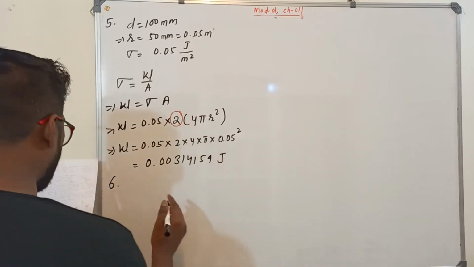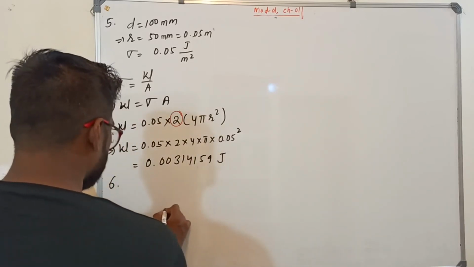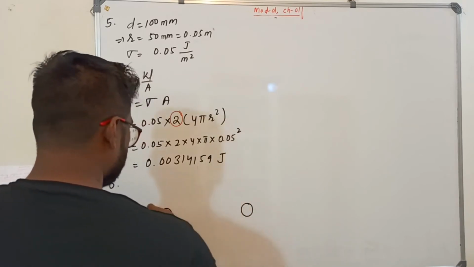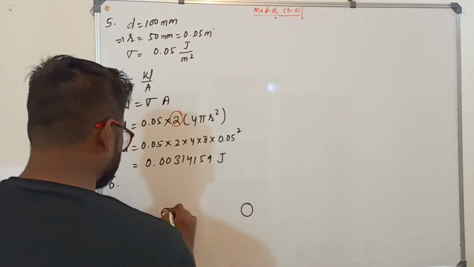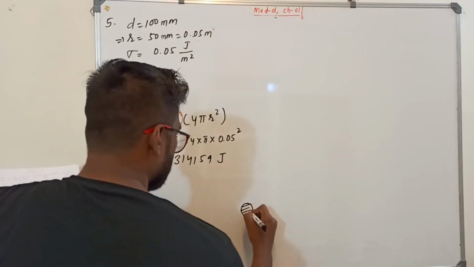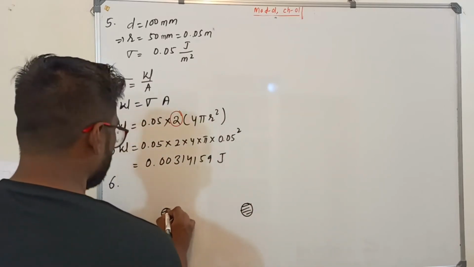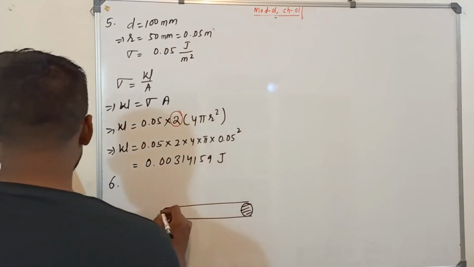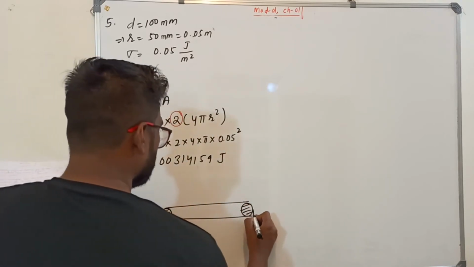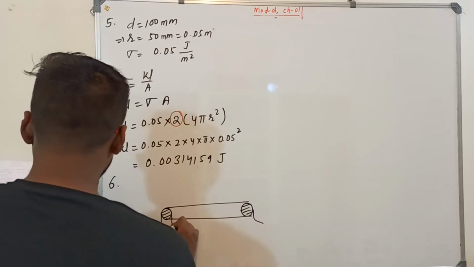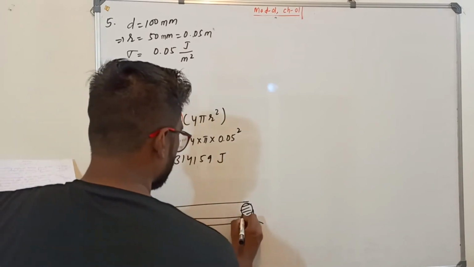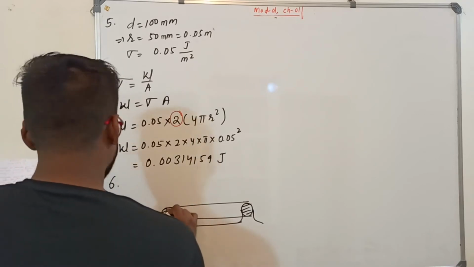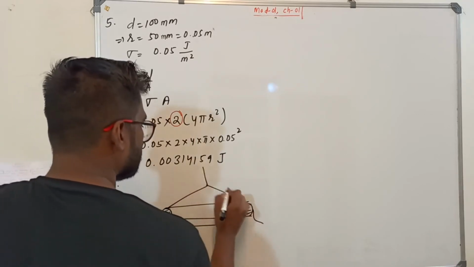Next we will go for question number 6. So you have a thin film. It's like this. This is the cross sectional area of the film it is showing. You have a ring kind of stuff which has fallen on the water. They are asking what is the force necessary to lift? That's what the question is.